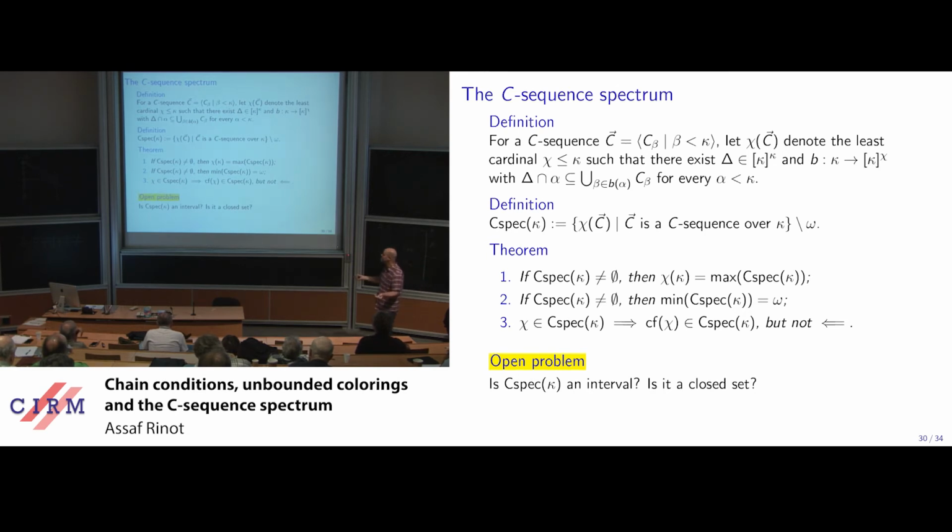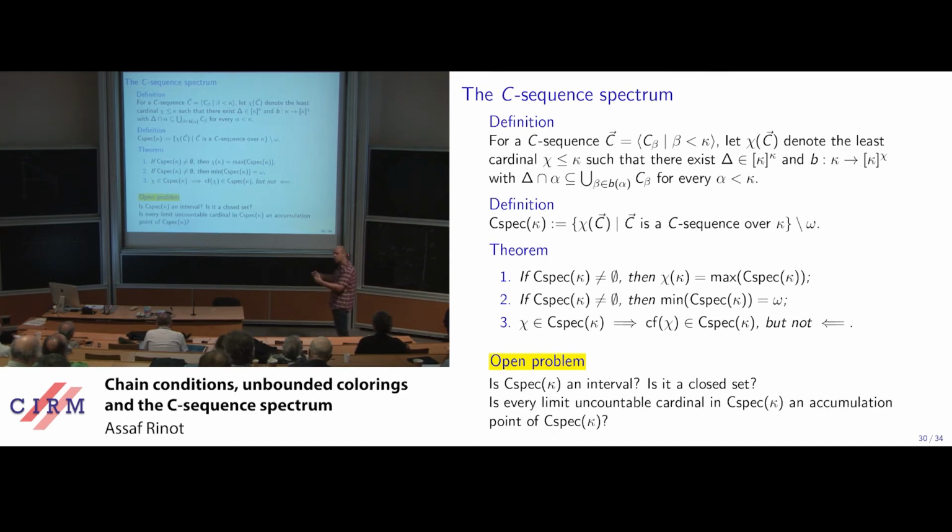So, must the spectrum be an interval? I have no idea. Must it be closed? I don't know. I tried to prove that. I don't know how to show that the limit point has to show up there. And suppose you have a limit uncountable cardinal in the spectrum. Must it be an accumulation point? Could it just show up there without any initial segment leading to it? I really don't know.